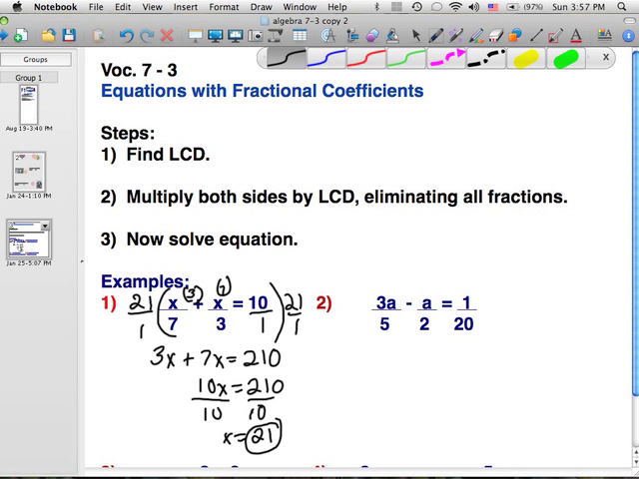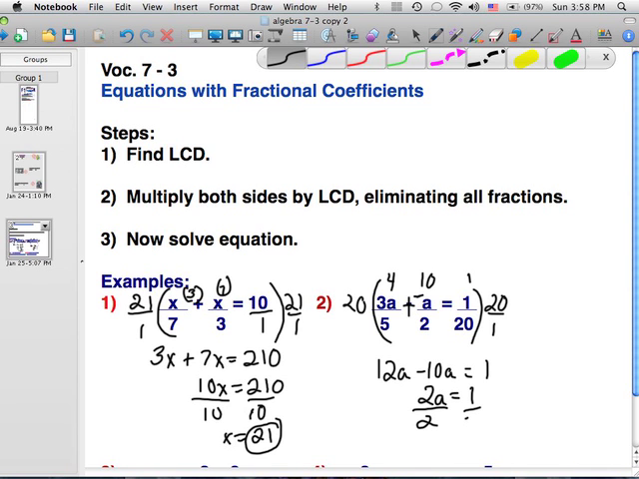which is a lot easier than renaming all of them with the same denominator. The second one, please remember to change subtraction to addition and change the signs immediately. The least common denominator for 5, 2, and 20 is 20. 5 goes into 20 four times, and 4 times 3a is 12a. 2 goes into 20 ten times. 10 times the negative a is negative 10a. And 20 goes into 20 once, and 1 times 1 is 1. Collecting like terms, I get 2a equals 1, divide by 2, and a equals 1/2.